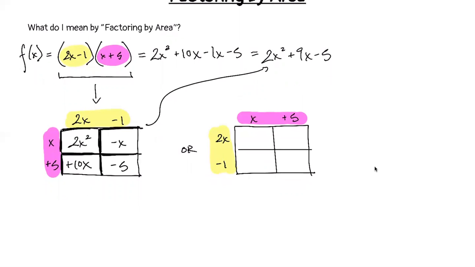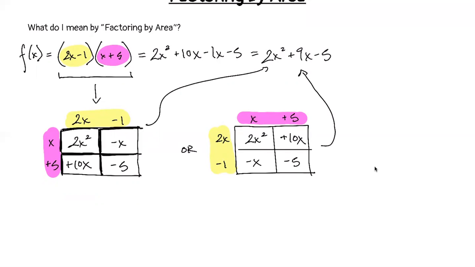Now, if we find the area of each of these 4 rectangles, we'll get 2x squared. The top right-hand box will be plus 10x. The bottom left-hand box will be minus x. And the bottom right-hand box will be -5. And once again, if we simplify everything, combine our like terms, we'll get to our final answer, 2x squared plus 9x minus 5.